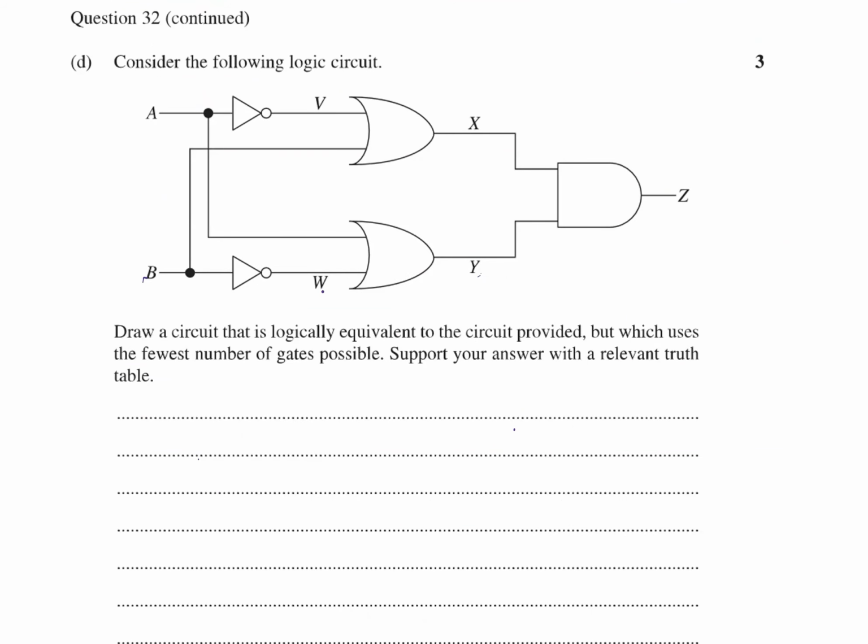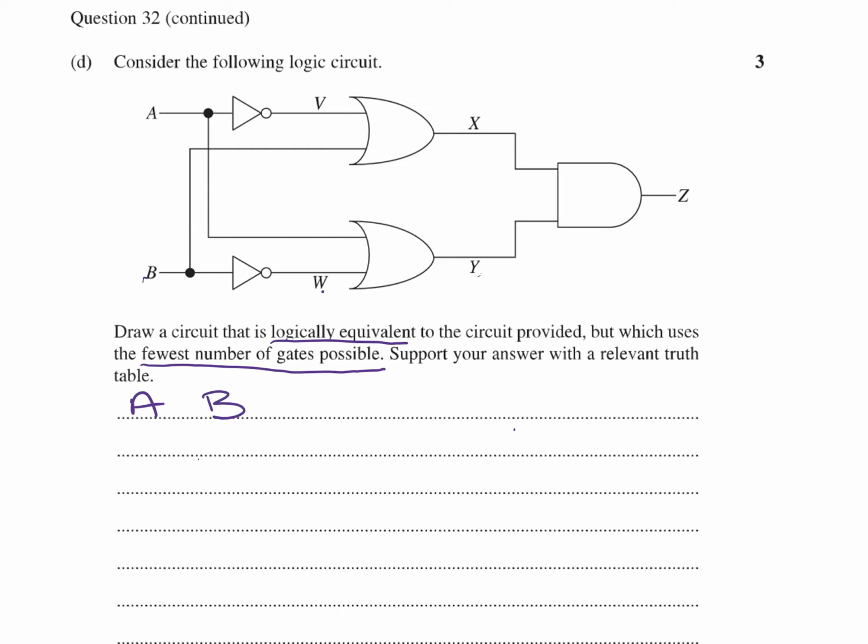Okay, question D. Consider the following logic circuit. Draw a circuit that is logically equivalent to the circuit provided, but which uses the fewest number of gates possible. Support your answer with a relevant truth table. Okay, so we're going to need an original truth table, so we've got something to compare it to. So we're going to do that.